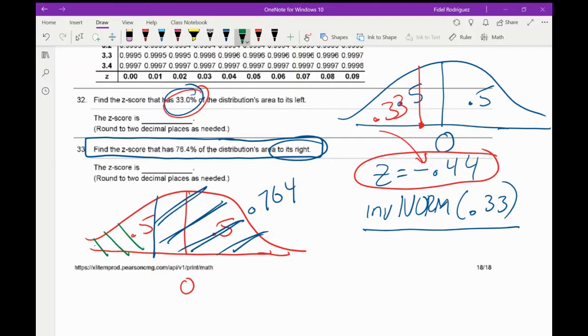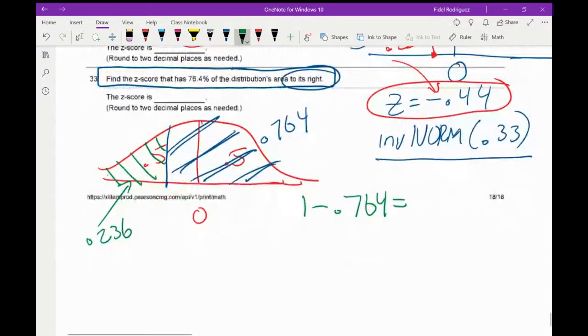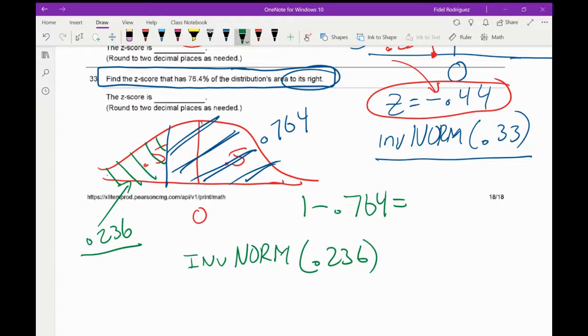Does anybody know how I find this area, the green? There you go. 1 minus 0.764. Excellent. Very good. So we're going to say 1 minus 0.764, and the number we're coming up with here, this area, should be 0.236. And now wouldn't we just go inverse norm of 0.236? And again, guys, look what kind of value we should be coming up with.